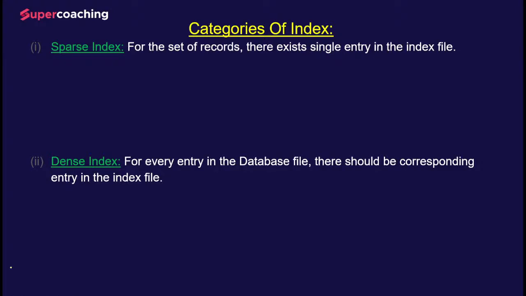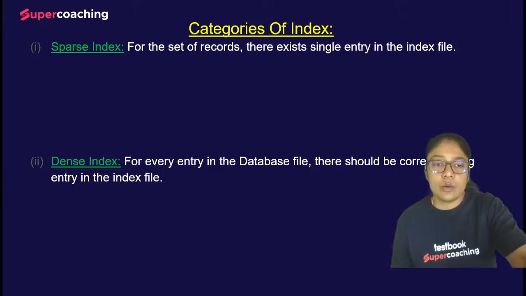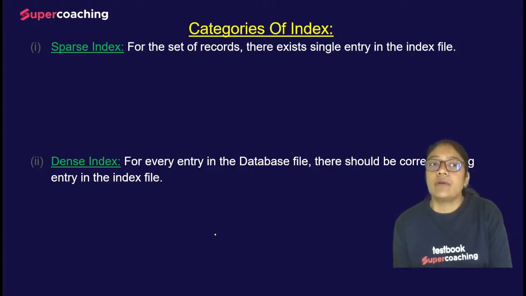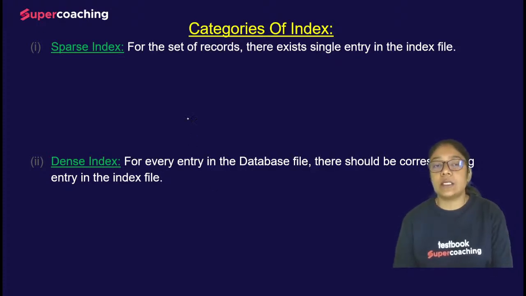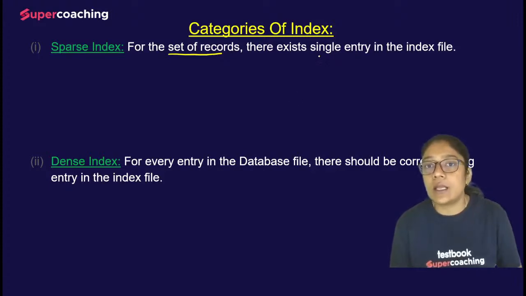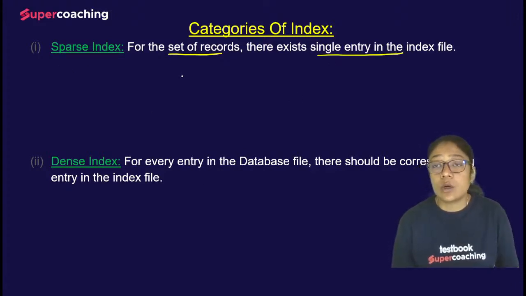Now we have two categories of index. One is known as the dense index and the other one is known as the sparse index. Dense index means for each and every record we will be storing the value. Let me show you my image. So there are two categories of index, sparse and dense. Sparse index means for a set of records, that is, for multiple records, there will be a single entry in the index file. That is the concept of sparse index.